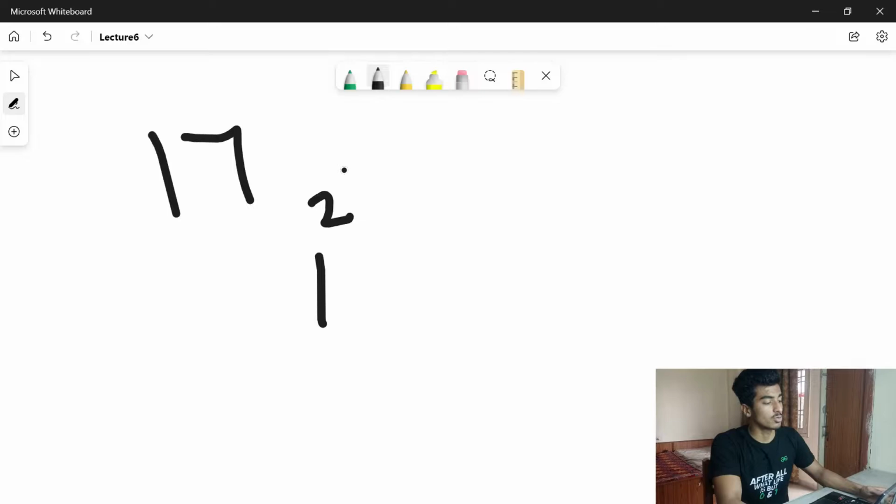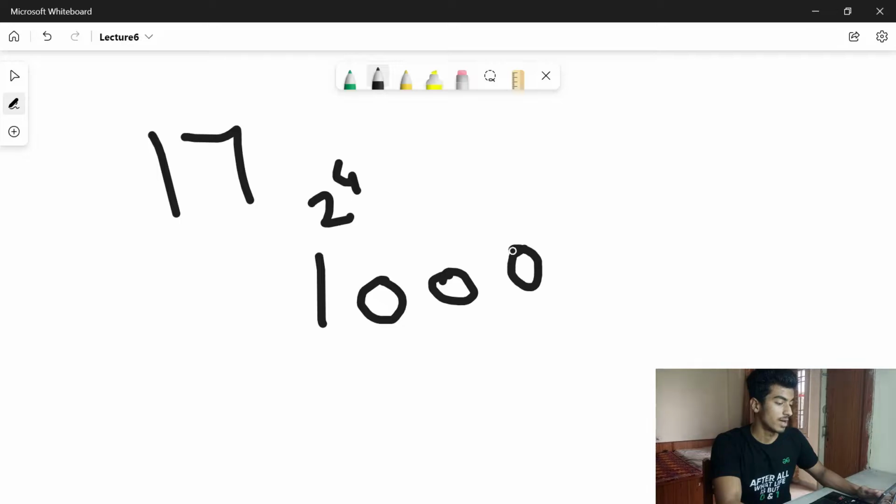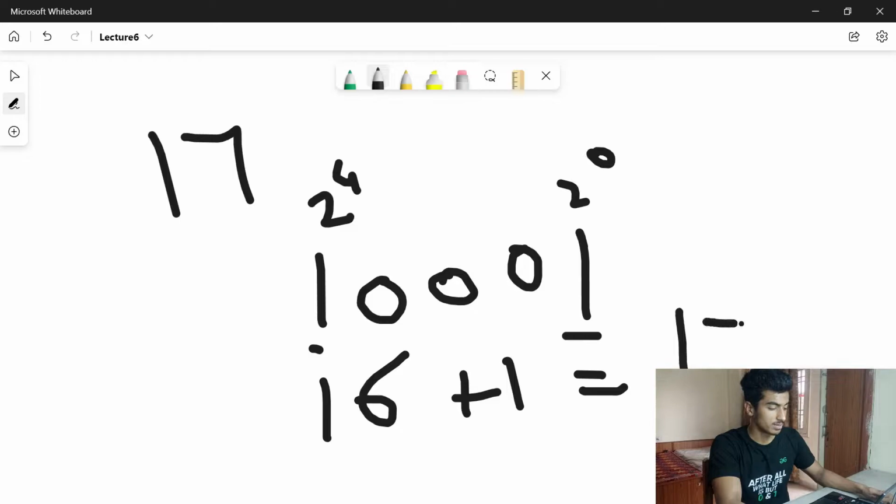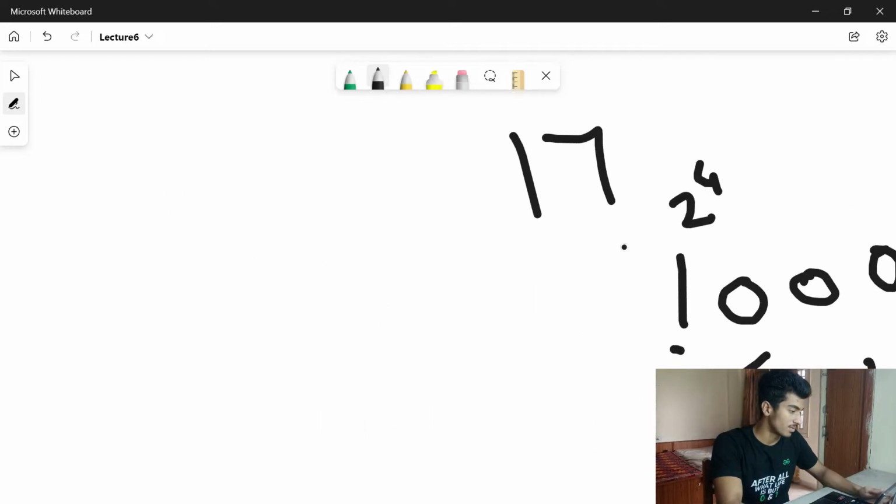So I will write here 1, and we know that 16 is 2 to the power 4. So this is 2 to the power 4, and the difference between 17 and 16 is 1. So all my bits are 0 for 4, 3, 2, 1, and then the 0th bit is 1 because my difference is 1, 2 to the power 0. So this is 16, and that is 1. The outcome is 17. Okay, now let's see some other example.